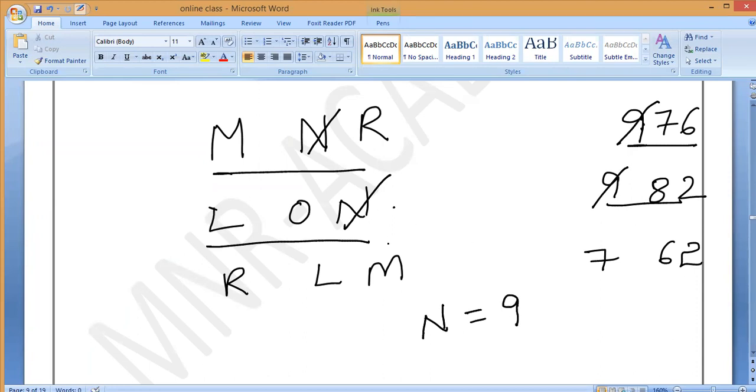Next, see second row and third row. What is the common? L is the common. So the common digit is 2. L equals 2.